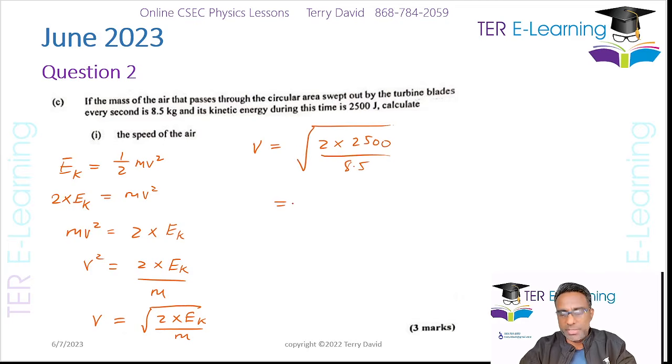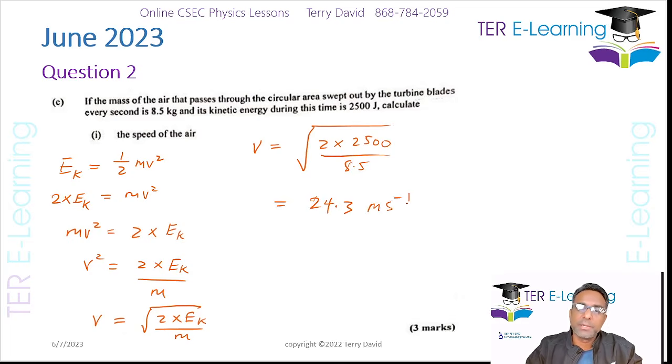That's going to be 2 by 2500 divided by 8.5, second function, square root. And that's going to give me about 24.3. Yeah, 24.3 meters per second. Let me just double check this. Yeah, okay. So that's the speed they're looking for. That's it.